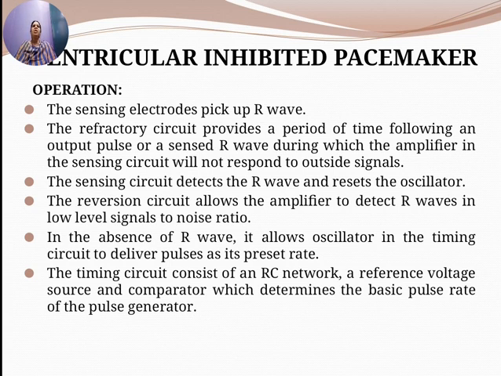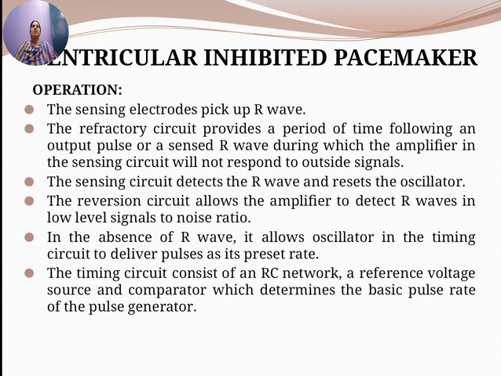The reversion circuit, what does it do? It allows the amplifier to detect R waves in low level signal to noise ratio. In the absence of an R wave, it allows the oscillator in the timing circuit to deliver pulses at its preset rate.